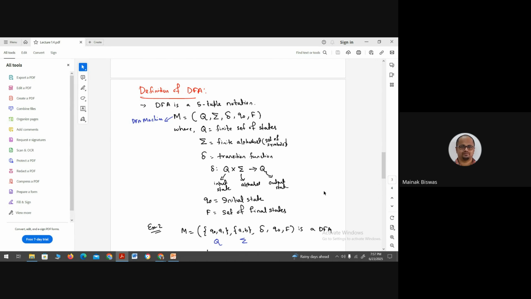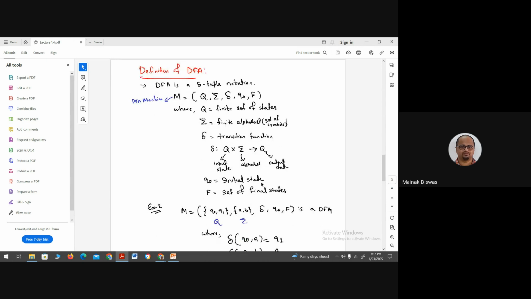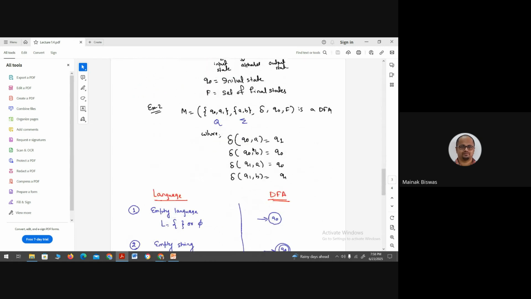Now, what is the definition of a DFA? It's a five-tuple system. Q is the finite set of states. Sigma is the finite alphabet set of symbols. Delta is the transition function. Here you see Q times alphabet jumps to another Q, the output state. So, from an input state on a particular input symbol from the alphabet, it jumps to another state Q. Both fall into the same set of states. Q naught is the initial state and F is the set of final states. So, Q, sigma, delta, Q naught and F: these are the five-tuple system, right?